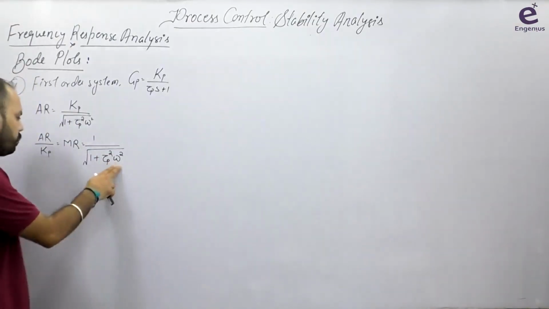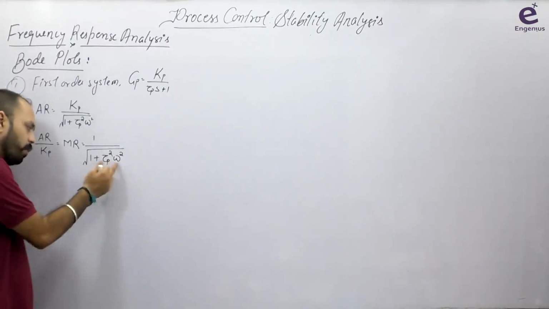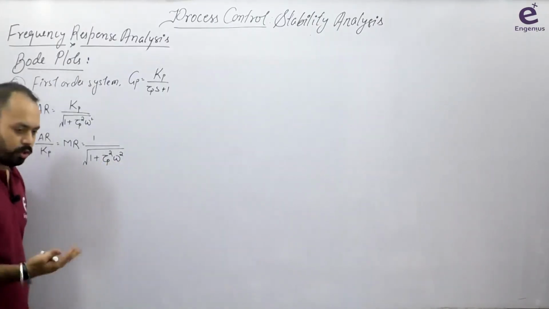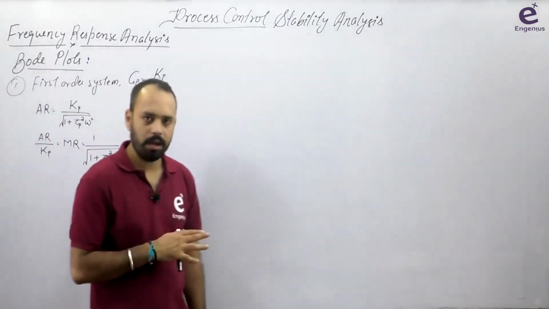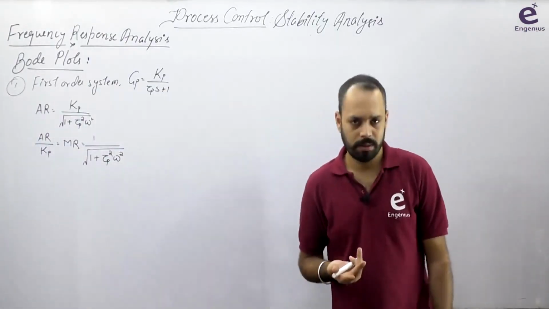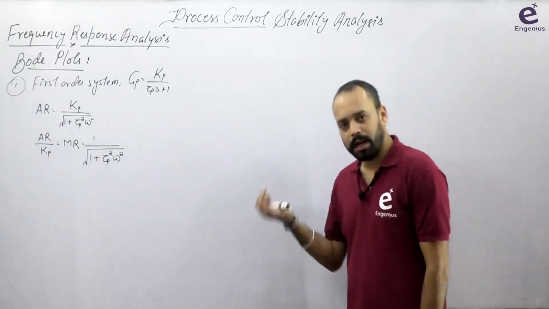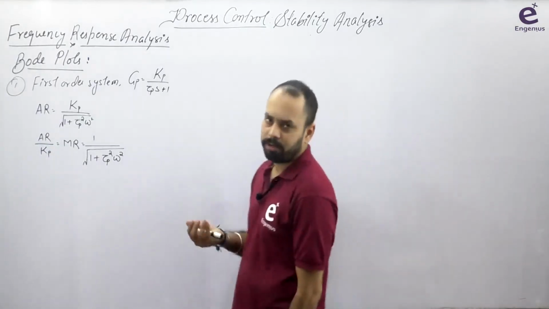So omega can change, but tau p is constant. So if omega is a variable, omega tau p is also a variable. Whether you make the graph with respect to omega or with respect to omega tau p, the nature of the graph is not going to change, because tau p is a constant. It doesn't matter.